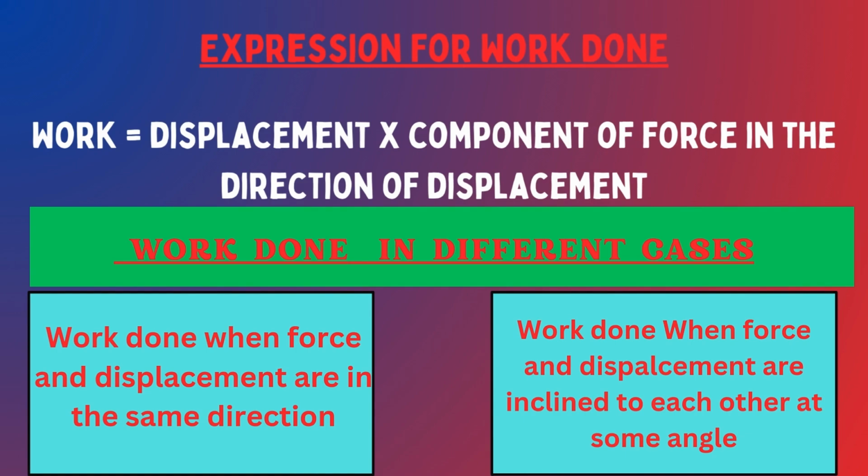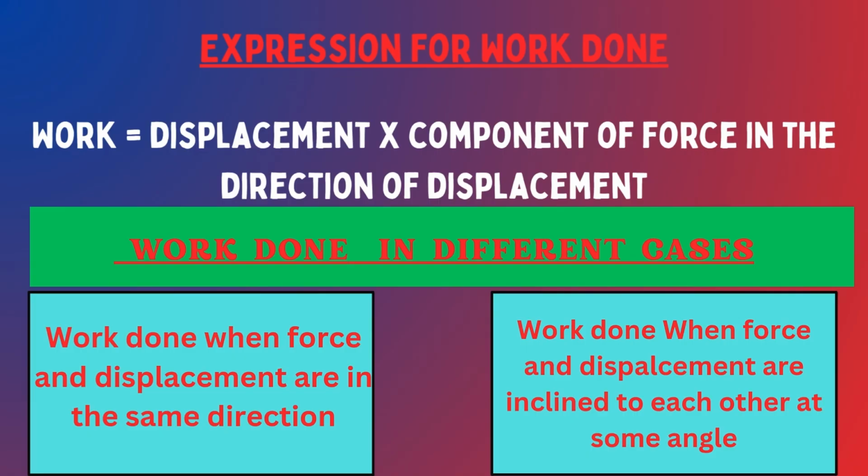Now let's see what the various expressions are for calculating work done on application of force. The general expression or formula for calculating work done by a force is: work is equal to displacement into the component of the force in the direction of displacement. That means when a force is applied on a body and displacement is produced but not in a direction perpendicular to the direction of force, if we want to calculate the work done, we have to multiply the displacement produced by the component of force in the direction of displacement.